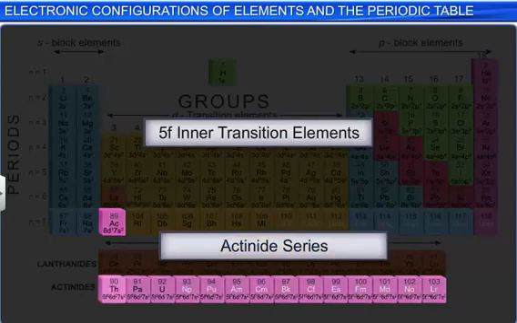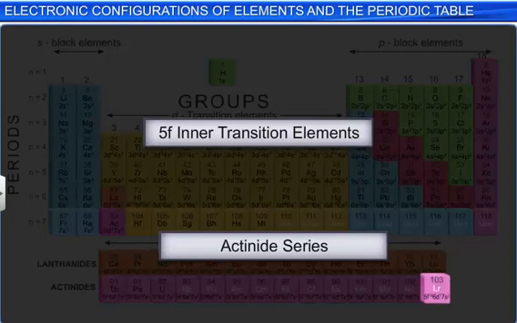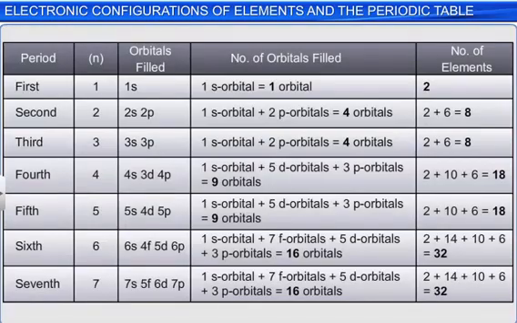It may be interesting to note that the number of elements in each period is twice the number of atomic orbitals available in the energy level that is being filled. For example, in the first period, only one atomic orbital is filled, hence the number of elements is 2. In the second and third periods, 4 atomic orbitals can be filled, therefore the number of elements is 8. In the fourth and fifth periods, 9 orbitals can be filled, hence the number of elements is 18. And in the sixth and seventh periods, 16 orbitals can be filled, and hence the number of elements is 32.